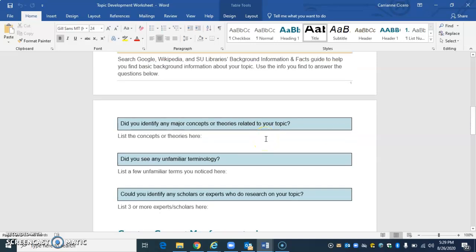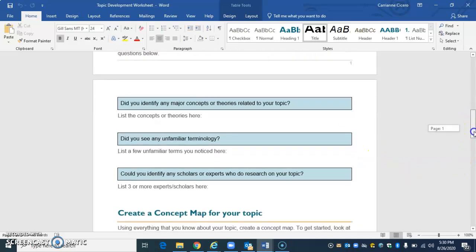What are some major concepts or theories related to your topic? No matter what topic you pick, there are ideas and theories about it that someone else has talked about. So tell me what those are. Tell me what other people think. Unfamiliar terminology. Were there words used in this that are important words that won't be known to someone who doesn't have an interest or research background in this area? Let me know what those words are. Did you have to look them up as well, or did you know what they are but you don't think the common person would? And can you identify any scholars or experts who did research on your topic?